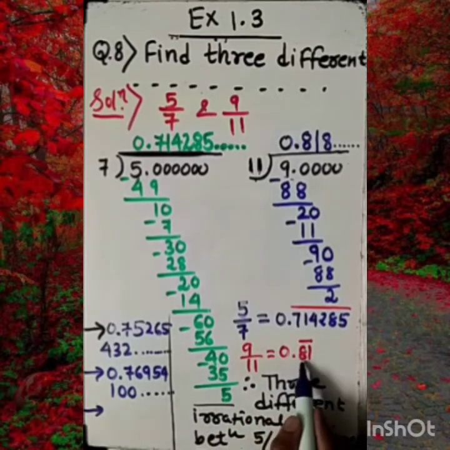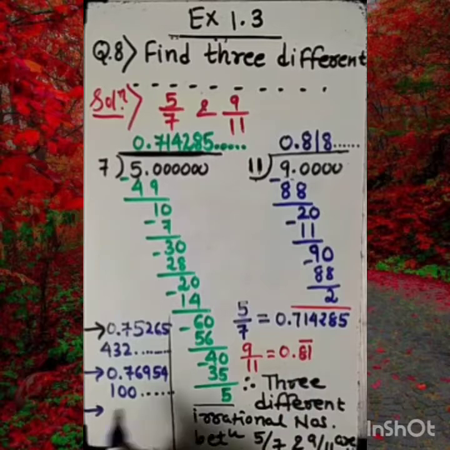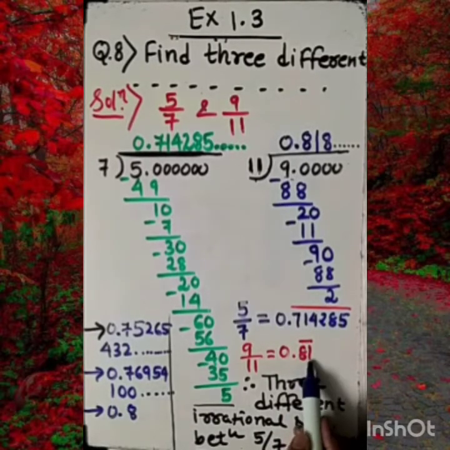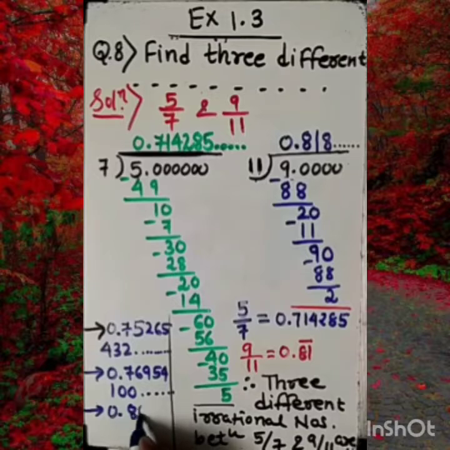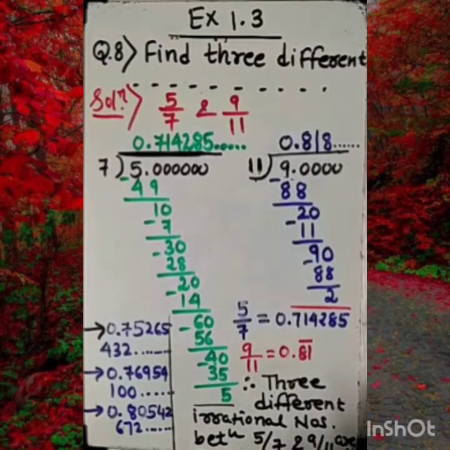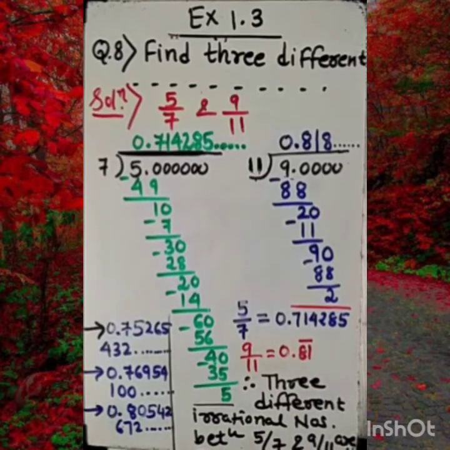You can choose 8 also. Let me choose one with 8 also. But the next number should not be 1, because 1 indicates it will cross the boundary. So I need to choose 0, then any digits I need to mention here, 6, 7, 2 and so on. Such infinite non-repeating numbers lie between these two numbers. So any three by your own knowledge you have to mention.